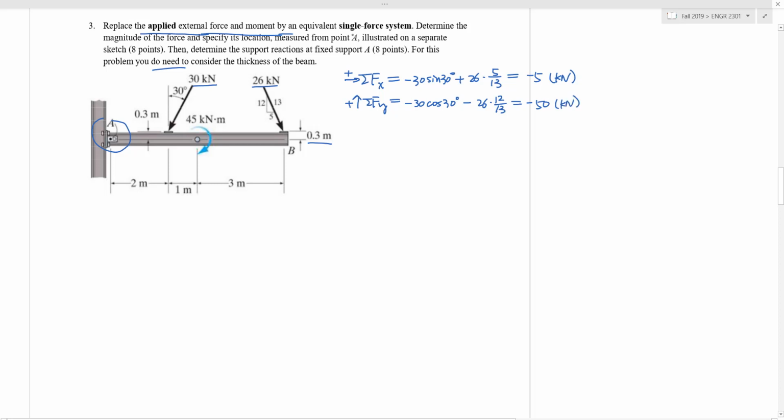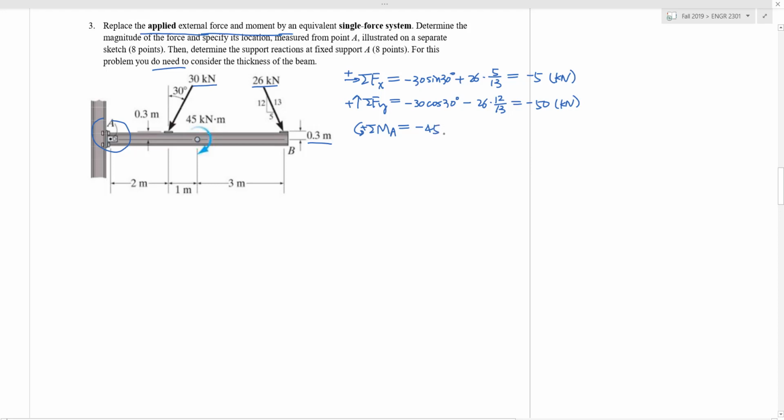Now, before we replace the entire system by a single force system, we will replace it by a one force, one moment system placed at point A. So we will do that. Resultant moment about point A. We're basically summing all the moments about point A. Counterclockwise by convention is positive. We have a 45 kilonewton meter couple moment, and that is clockwise, so that is a negative 45.